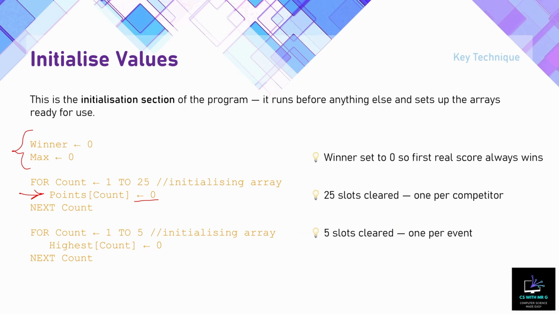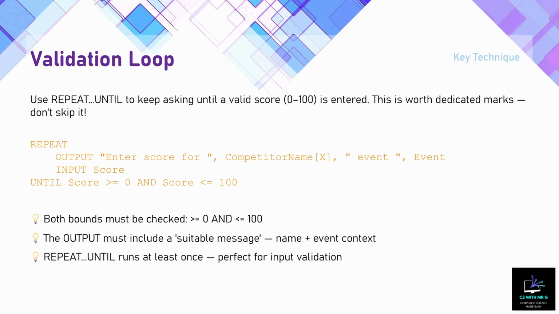We're going to initialize it so that all indexes contain 0, meaning as we go through the program and we calculate the total points for each competitor, we can store them in this array. But as you can see, we've used a for loop and we go from 1 to 25. So we loop 25 times. Count just refers to the index in the array. So the first time it runs, it's going to do it in position 1, and it will stop when it gets to position 25.